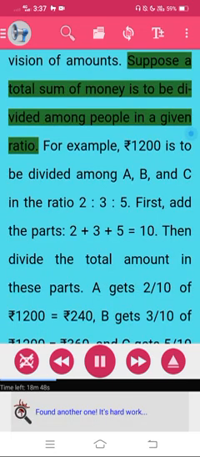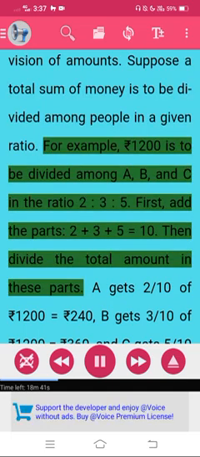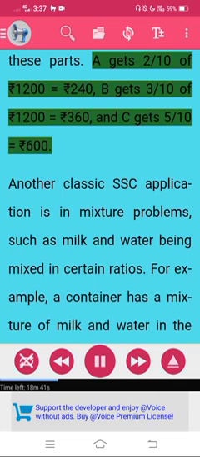Suppose a total sum of money is to be divided among people in a given ratio. For example, 1,200 rupees is to be divided among A, B, and C in the ratio 2:3:5. First, add the parts. 2 plus 3 plus 5 equals 10. Then divide the total amount in these parts. A gets 2 tenths of 1,200 rupees equals 240 rupees. B gets 3 tenths of 1,200 rupees equals 360 rupees, and C gets 5 tenths equals 600 rupees.